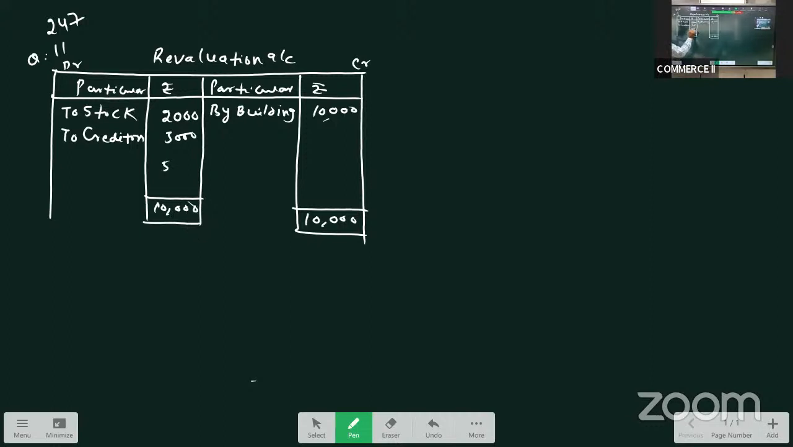So we have 5,000 revaluation profit. This revaluation profit is distributed between all partners, Vani and Sarada, in the profit sharing ratio, which happens to be equal, 1:1. Both will get 2,500, 2,500. Is it clear?